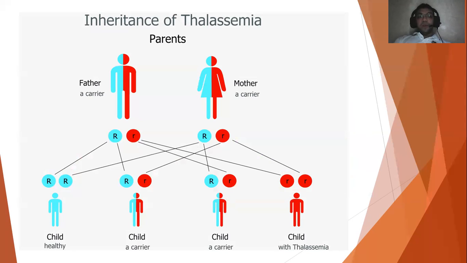Inheritance of thalassemia: both parents should be carriers, and there is a 50% chance of children being carriers of the disease, while there's a 25% chance that one of their children will have the disease, and a 25% chance of having a healthy child. So those are the odds of having thalassemia.